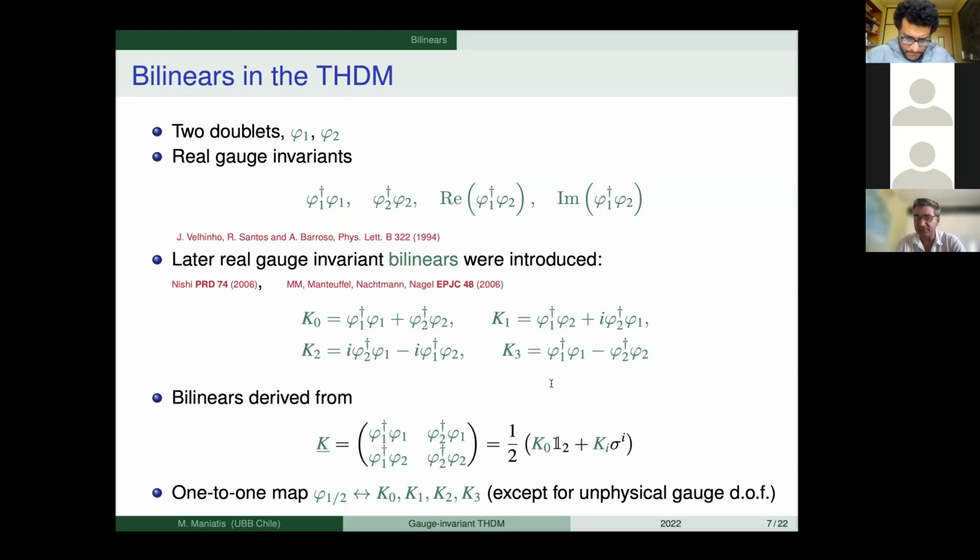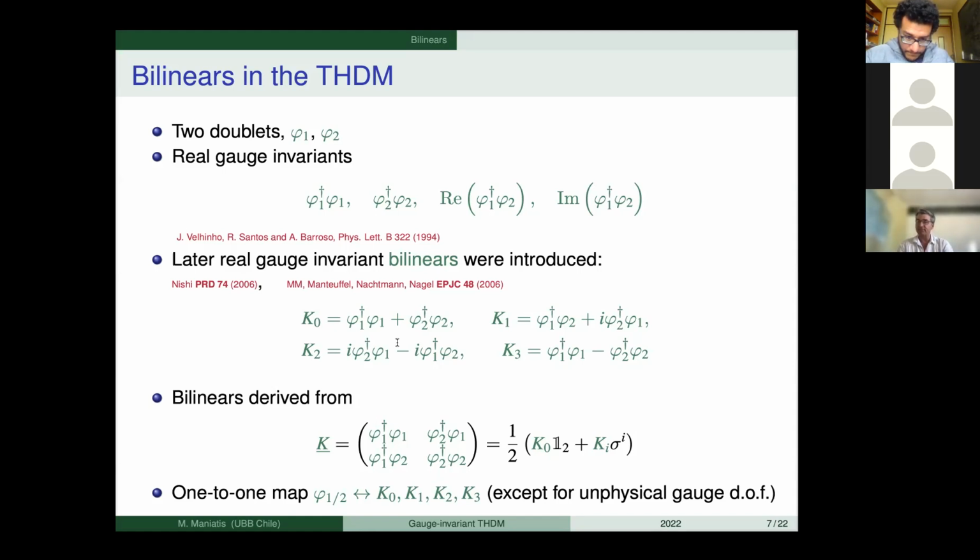How do we get to this special form, K0, K1, K2, K3? This is just if we build this matrix out of the doublets, all possible gauge invariant terms, phi 1 dagger phi 1, phi 2 dagger phi 1, phi 1 dagger phi 2, phi 2 dagger phi 2, then we can decompose it in the basis of the Pauli matrices and the unit matrix, and these coefficients are just these bilinears. This is the way we get these.